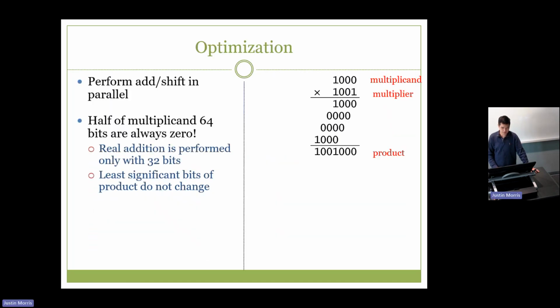Going through each iteration. Here we want to see the optimized circuit. It's not fully optimized, it's an optimized version though. So we're going to perform the add and shift in parallel. And we're going to reduce the multiplicand register from 64 bits to 32 bits. We don't need this oversized register because the real addition that's being performed every iteration is only 32 bits. So the least significant bits of the product are not going to change, but we are still going to be doing the same process.